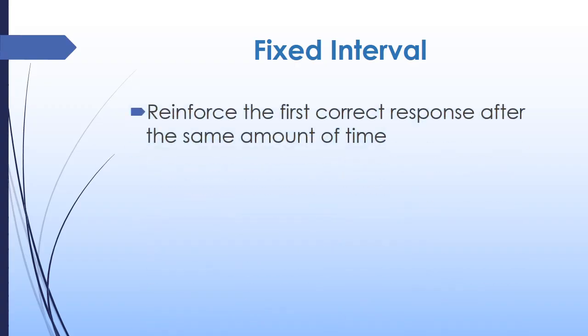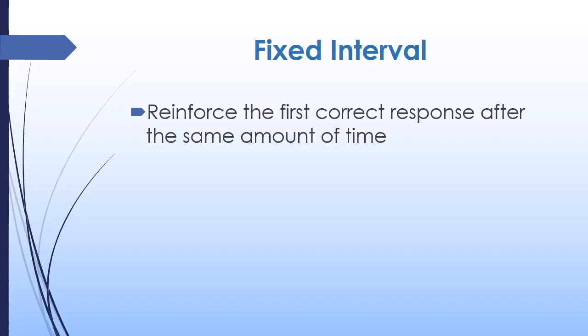One of the partial schedules of reinforcement is called fixed interval. And fixed interval is when you reinforce the first correct response after the same amount of time. So let's think about that rat in the Skinner box. You've got that rat on a continuous schedule. Pushes the lever, gets fed. Pushes the lever, gets fed. Pushes the lever, gets fed. Now you switch over to a fixed interval schedule. Now the rat pushes the lever but doesn't get fed until a certain amount of time passes.